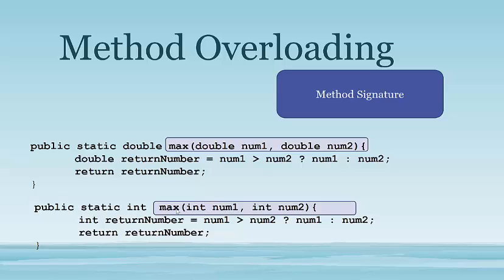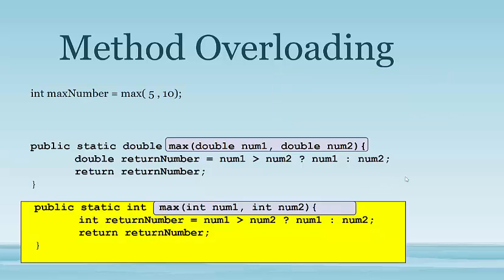In other words, I could make another max that has no parameters. I could make another max that has an int and a double. As many max methods as I want, as long as the parameter lists are unique. So let's see how this works.